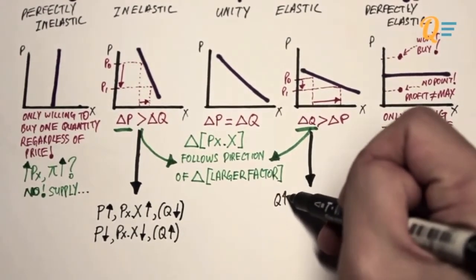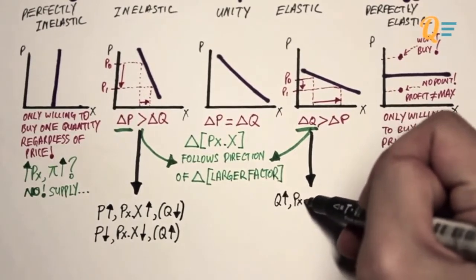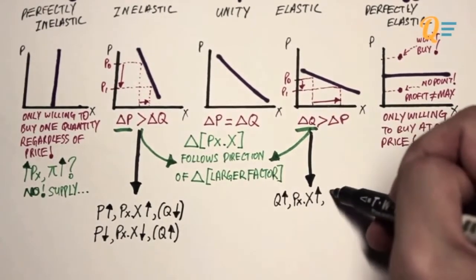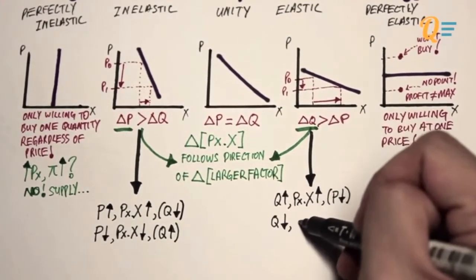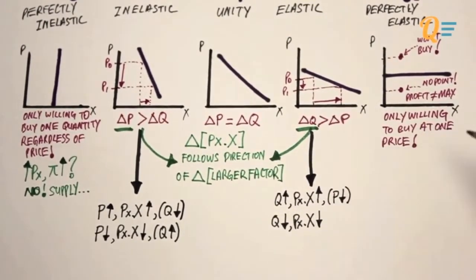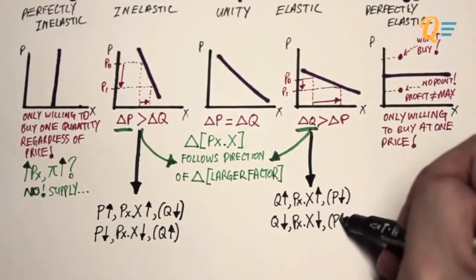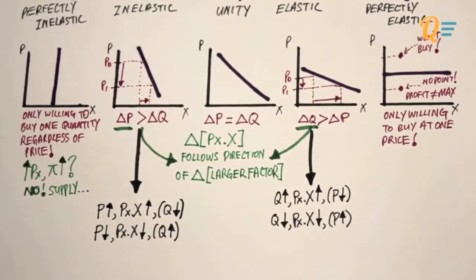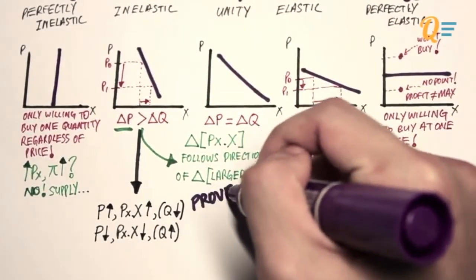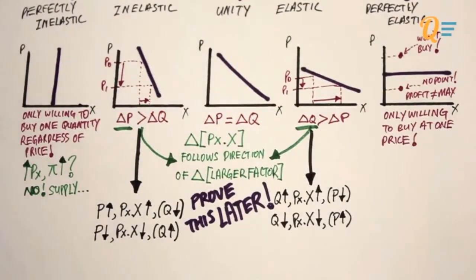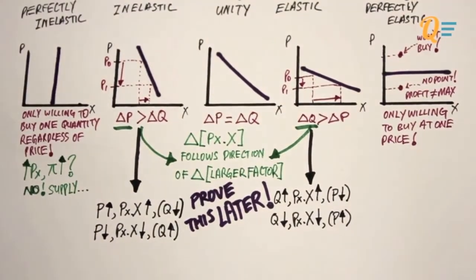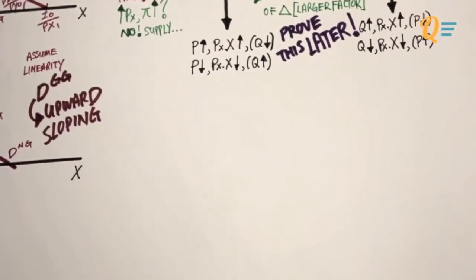Moving on to elastic demand, if quantity demanded were to increase, then the expenditure on X would increase. And this follows the opposite direction of price since price is the smaller factor. And for a decrease in quantity, there will be a decrease in the expenditure on X. And in this case, there is a positive relationship between quantity demanded and expenditure on X. I'm going to prove why this is true later. Well, you know what? Let's just prove it now.